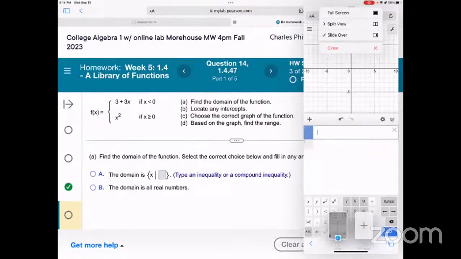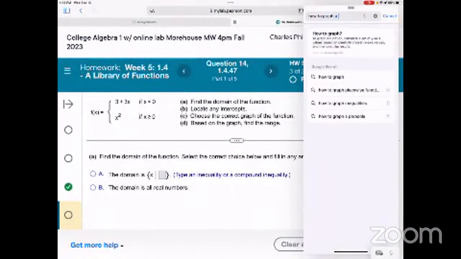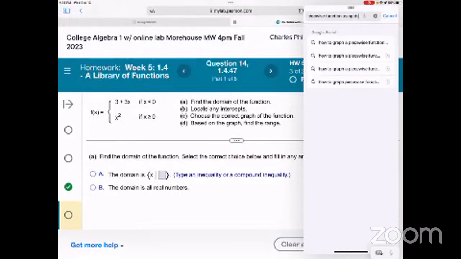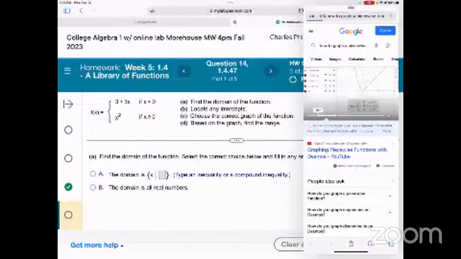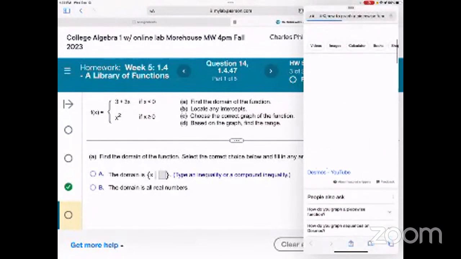I'm going to hop over to Google and do a search for how to graph a piecewise function using Desmos. I just need to see one typed in. I can take it from there.